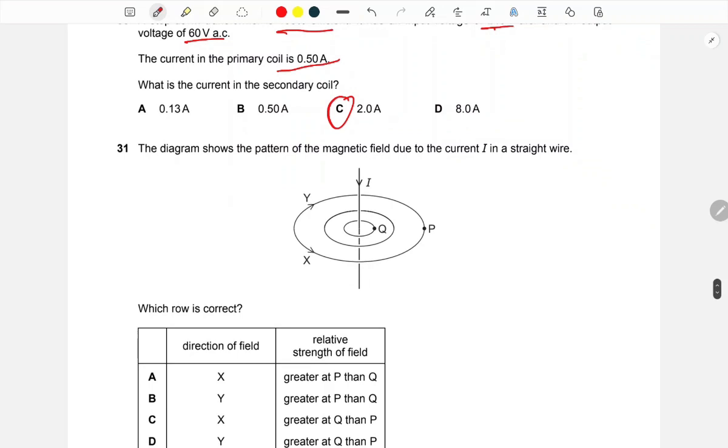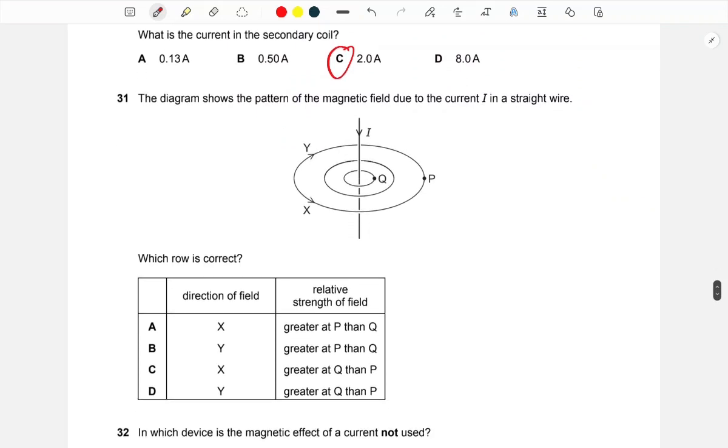Number 31. The diagram shows the pattern of a magnetic field due to the current I in a straight wire. Which row is correct? So now we're looking at direction of field and relative strength of field. Since Q over here is closer to the center than P, that means Q has a greater magnetic field than P. So we can remove A and B.